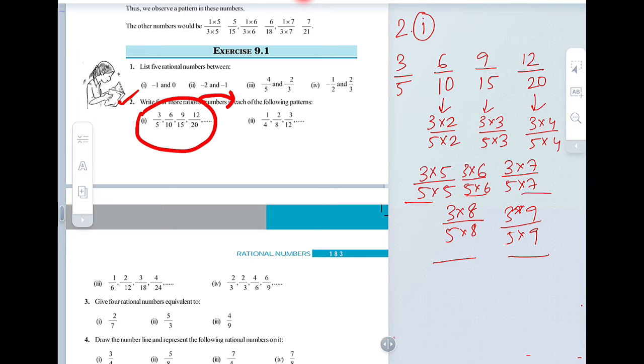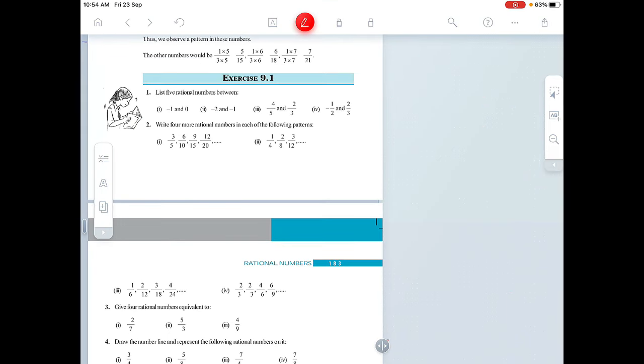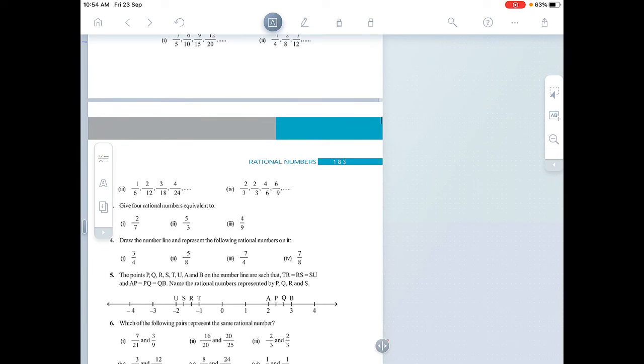Okay, exactly in this way we will find. So it is coming as 15 by 25, next 18 by 30, next 21 by 35, next 24 by 40, next 27 by 45. Okay, so in this way we will find the rational numbers. Let's come to the next sum. Let's do the fourth one next, because question number 2 and 3 will be your homework.